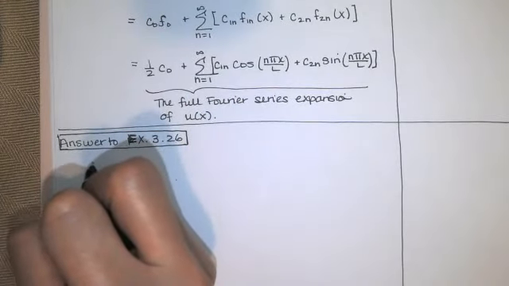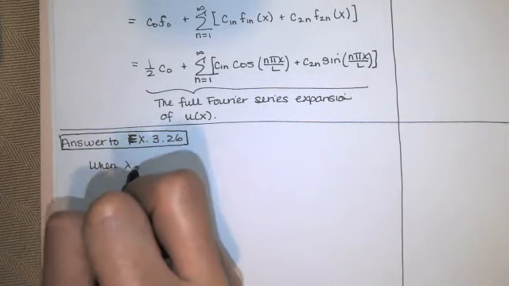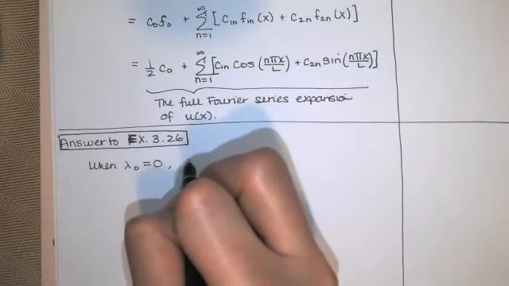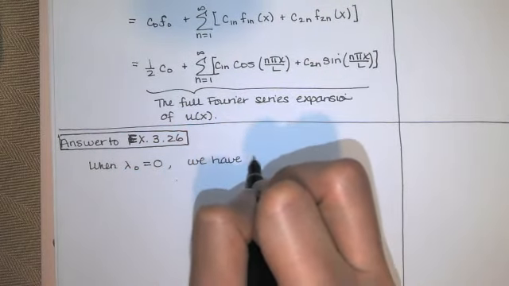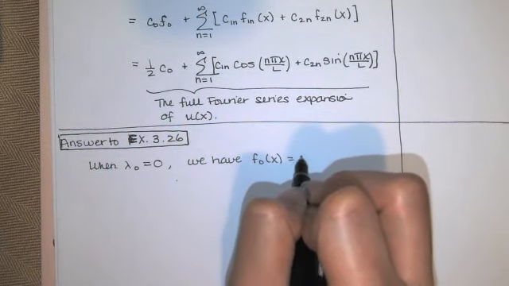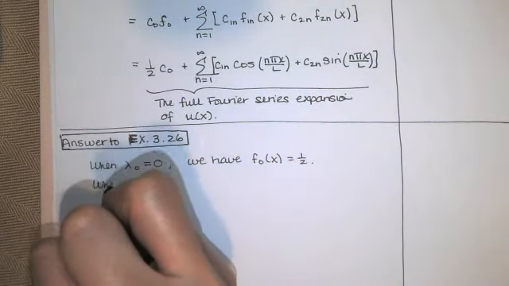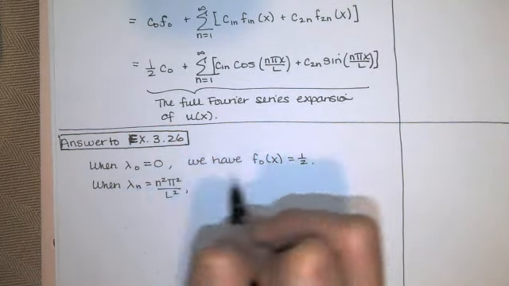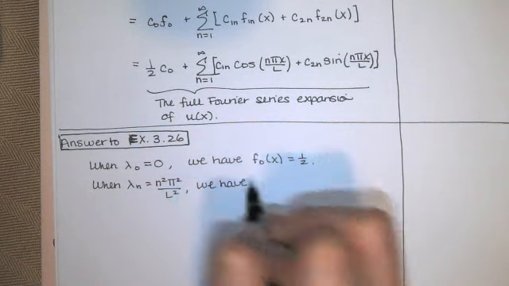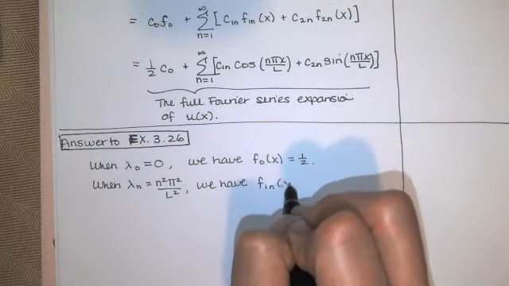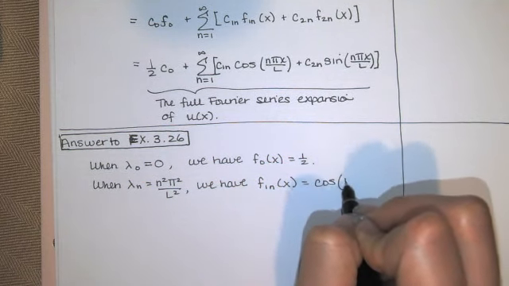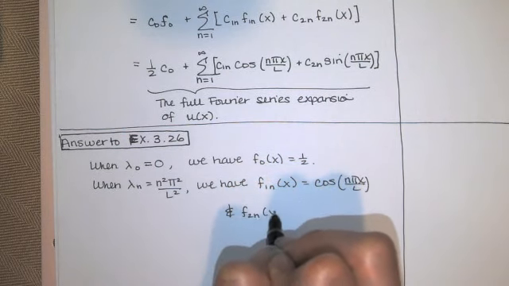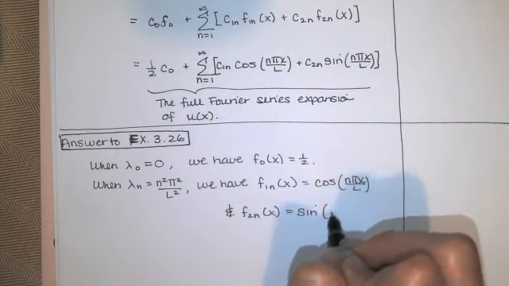We've got this eigenvalue when lambda sub 0 equals 0. We have the corresponding eigenfunction f sub 0 of x equals 1/2. And then when lambda sub n is equal to n squared pi squared over L squared, we have a pair of eigenfunctions. F sub 1n of x equals cosine of n pi x over L. And f sub 2n of x equals sine of n pi x over L.